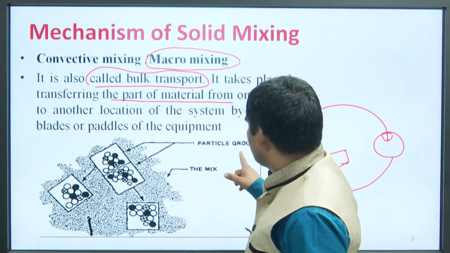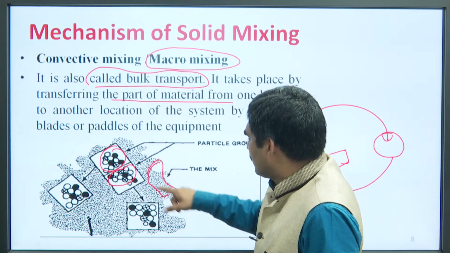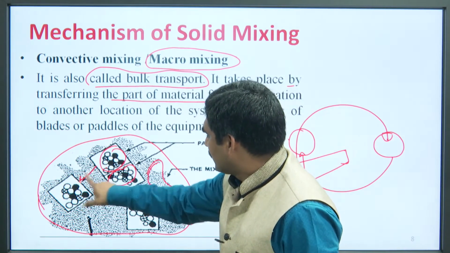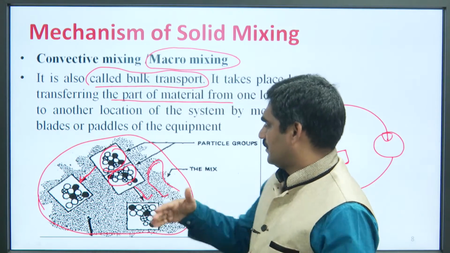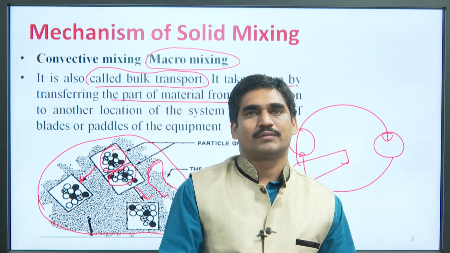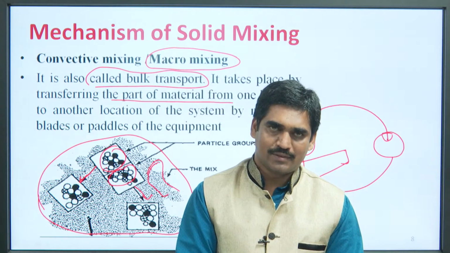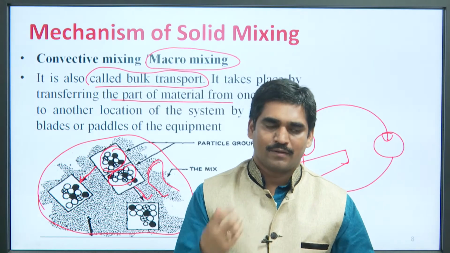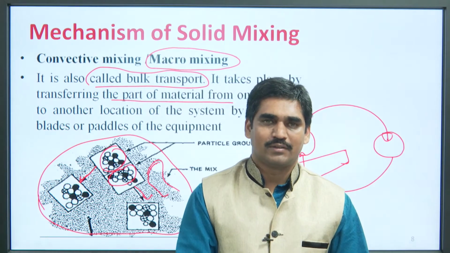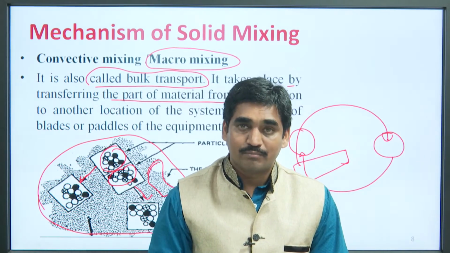See here, different particle groups are there, and this is the mix produced. You see this portion is moving in this direction, this is moving in this direction. That means transferring of particles from one place to another place takes place. If this type of mechanism is followed in mixing, then it is called convective mixing or macro mixing. It is also called bulk transport, because transport of material is taking place from one place to another location of the system, and the equipment used for transporting the material is the blades or paddles of the equipment used for the mixing process.